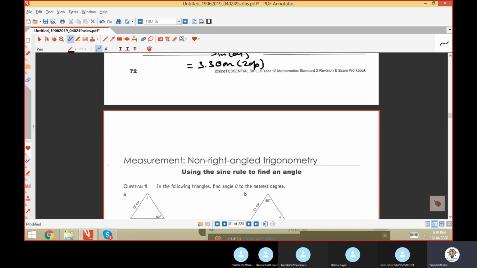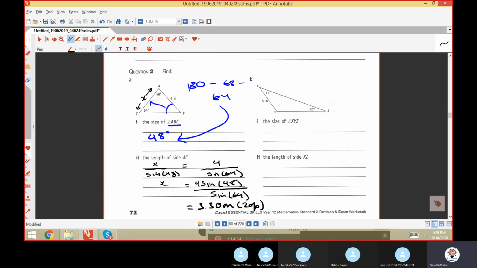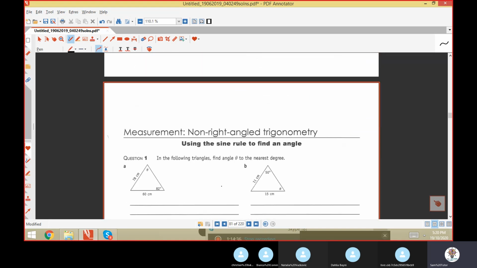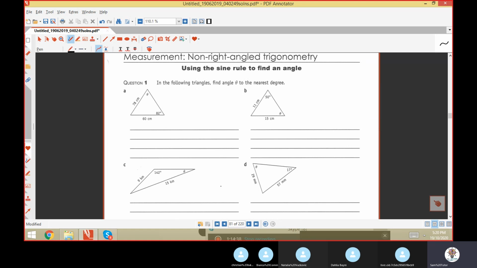Okay, so the next page is finding the angle. So question 2 is just more questions. I'm just going to skip ahead. So for the next page, let's do the first one together so you get an idea.